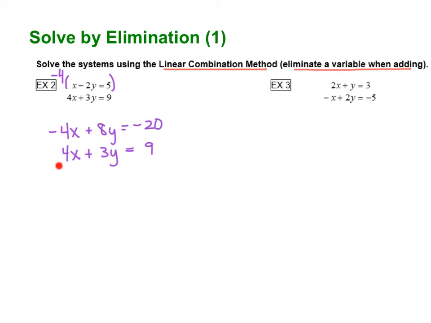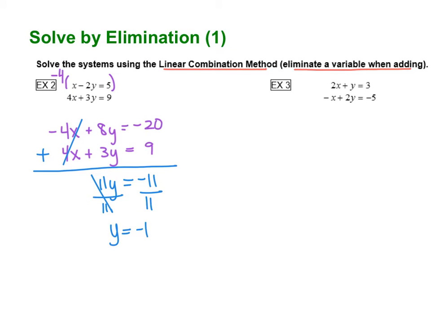So take a look at these x's. That's what I wanted to happen. I chose to multiply the top equation by a -4 so that I could have a -4x matching up with a positive 4x. Now when I add these two equations together, -4x plus 4x is 0, so it just cancels away. And then we add the rest of the equation. 8y plus 3y is 11y equals -20 plus 9 is a -11. Then you just keep solving for y, and you get y equals -1. So that's one of our answers.